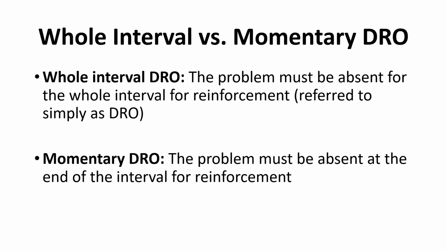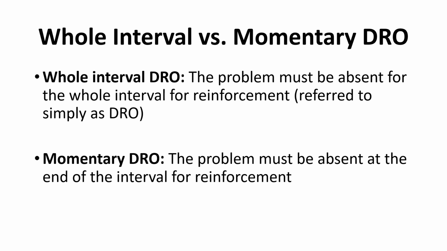From a practical standpoint, the momentary DRO would be a lot easier to implement. Rather than having to monitor the whole interval, you could only monitor the end of the interval. But as you might expect, the momentary DRO is going to be a lot less effective at eliminating that problem behavior. In a lot of research comparing the two options, whole interval DRO is overwhelmingly more effective at actually reducing disruptive behavior and other kinds of problem behaviors than the momentary DRO is.